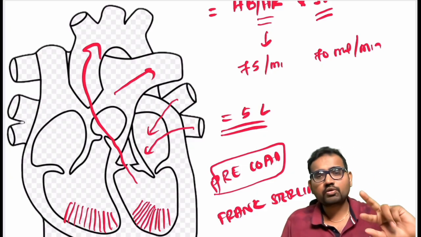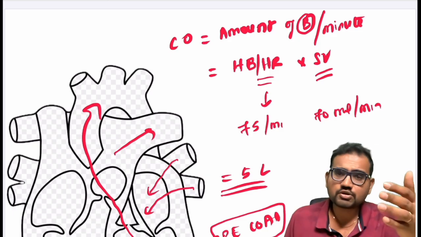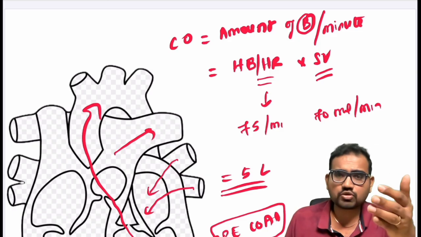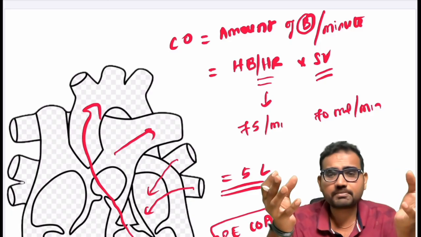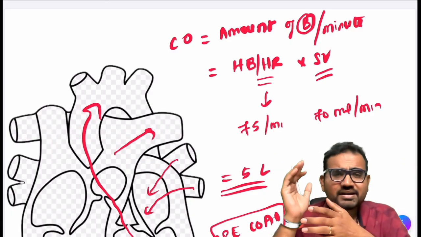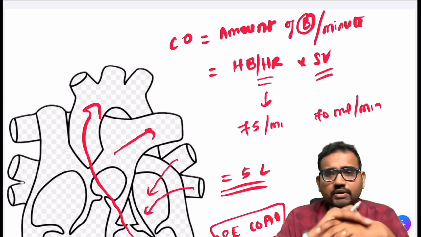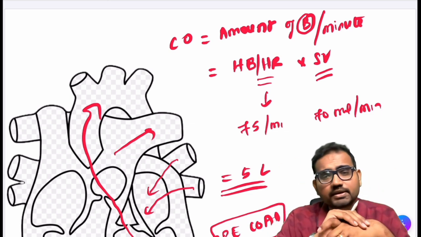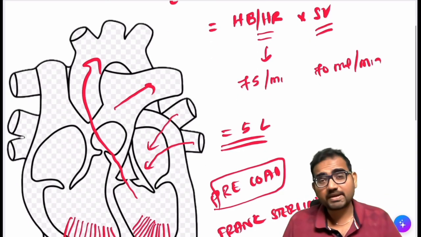So preload, afterload, stroke volume, heart rate. Heart rate is beats per minute. Stroke volume is the amount of blood pumped every beat, usually around 70 ml. Heart rate is around 75 beats per minute. So with that we calculate that around 5 liters of blood is usually the cardiac output. So this is about cardiac physiology, the very basics.